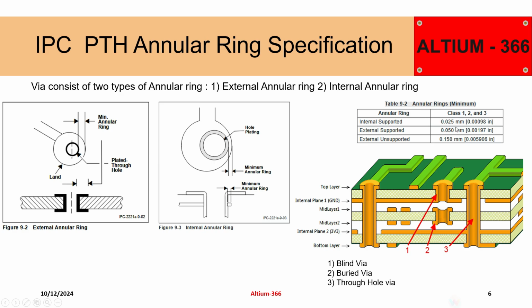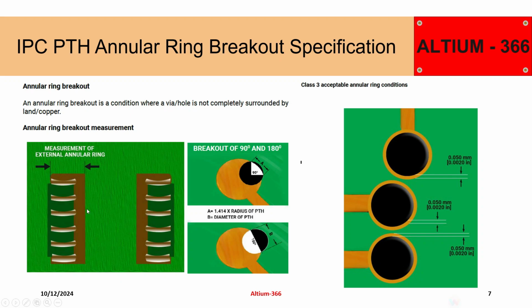You should meet this specification. Otherwise, those products are not qualified for series production. So here you can see that this is a 6-layer PCB, and this is an external annular ring, and this is the internal annular ring.